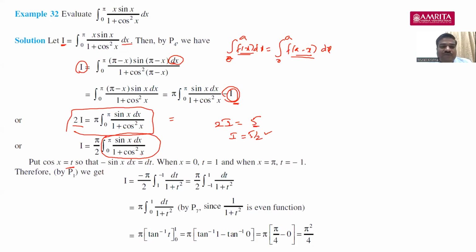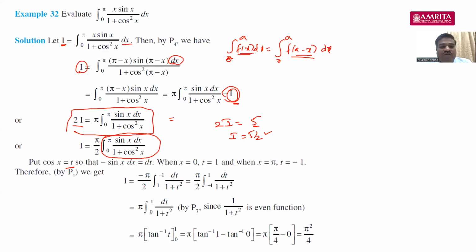Say here sin x by 1 plus cos square x. If you assume cos x equal to t, then sin x dx is dt, you can take. So there is scope for dt by 1 plus t square. So dt by 1 plus t square means the 1 by 1 plus t square form. So the tan inverse x formula: tan inverse x's derivative is 1 by 1 plus x square. So that conversion may be possible. That's what we need to understand.